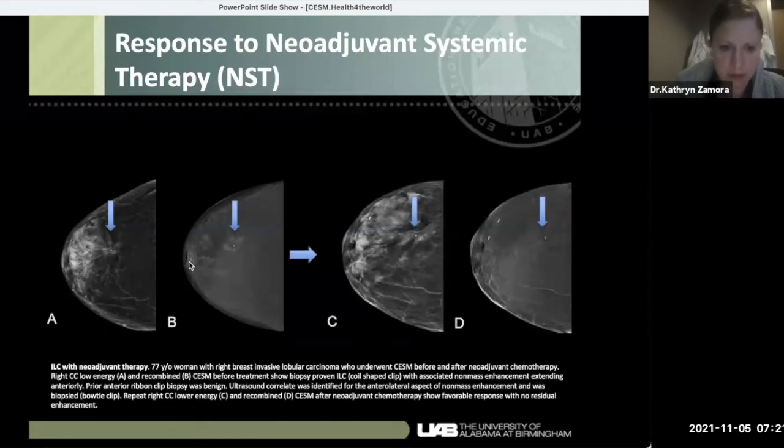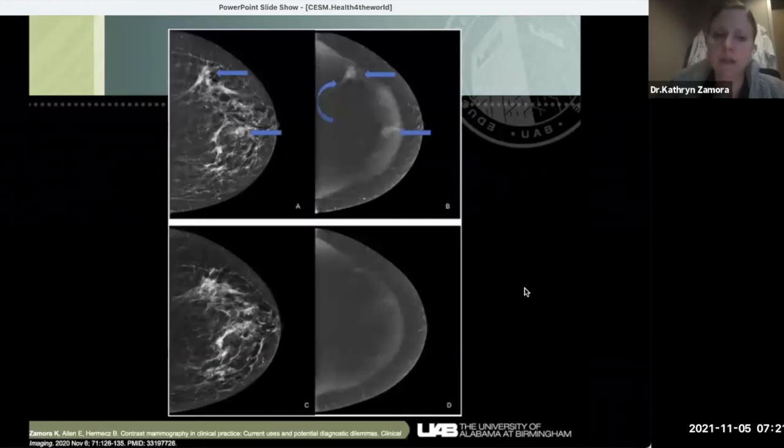This patient also did have subtle enhancement in the subareolar region and out here laterally in the breast, which was noted to not be malignant on biopsy. She underwent neoadjuvant systemic therapy, and you can see she had a very favorable response in her invasive lobular carcinoma without any residual enhancement identified. Here's another example with A and B being the pre-neoadjuvant systemic therapy and C and D being the post, and this patient had a very good response to therapy.